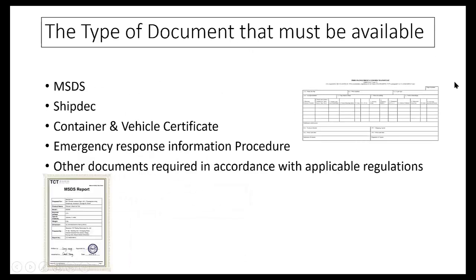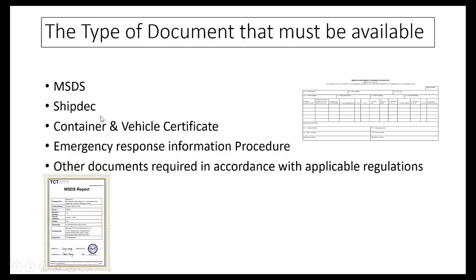The type of documents that must be available. So we must prepare. Yeah, this is just preparation. Not every shipment must have MSDS, but it is only the preparation. MSDS is material safety data sheet. Safety data sheet is the document containing the specification of the commodity or the product. Yeah, next is the CPR declaration.